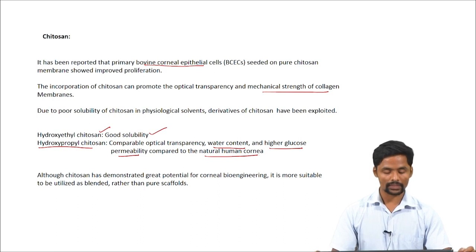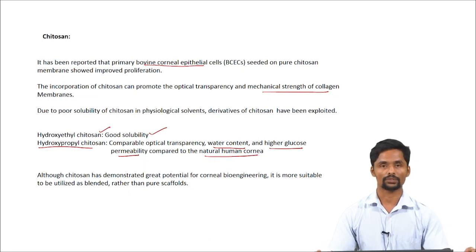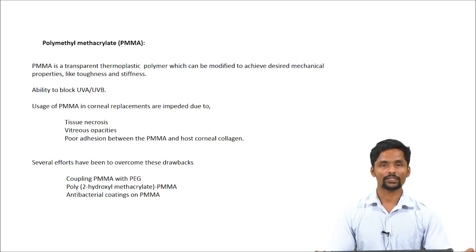Although chitosan has demonstrated great potential for corneal tissue engineering, it is not used alone. It is blended with other polymers and then used. So far we have discussed the naturally occurring polymers. Now we'll talk about a few of the synthetic polymers.